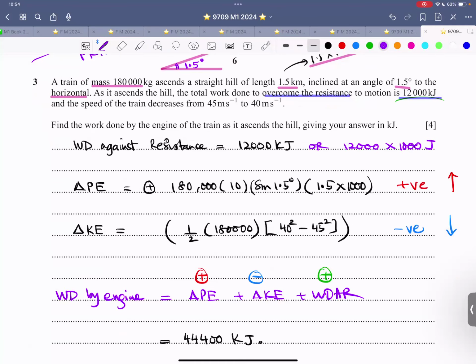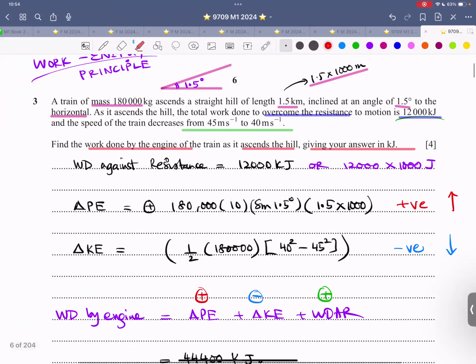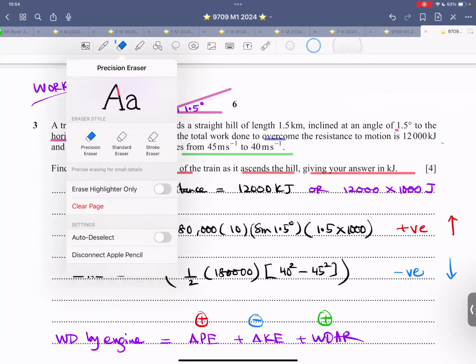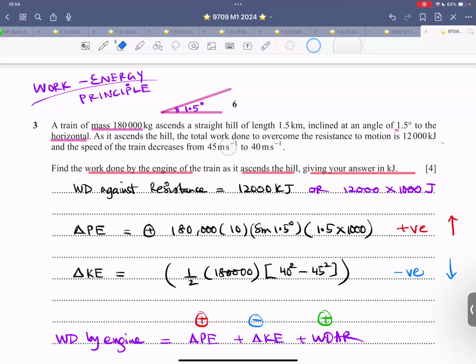And then what else is there? The speed of the train decreases from 45 to 40 meters per second. Now it's asking, find the work done by the engine of the train as it ascends the hill. Give your answer in kilojoules for 4 marks. Something very, very basic. Now, let me remove all this extra stuff from here, and let me just change it into stroke eraser.